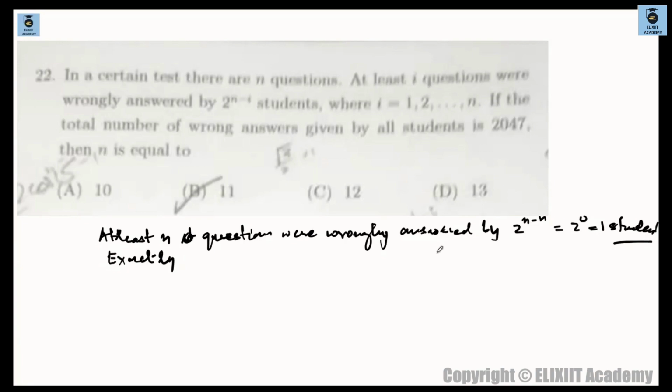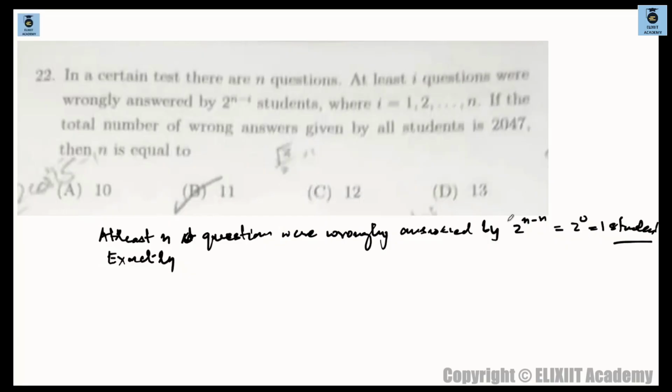Next we see the remaining cases as well. Now suppose i is equal to 1. What is the meaning of this? We are seeing the case where exactly n questions were wrongly answered by these many students.